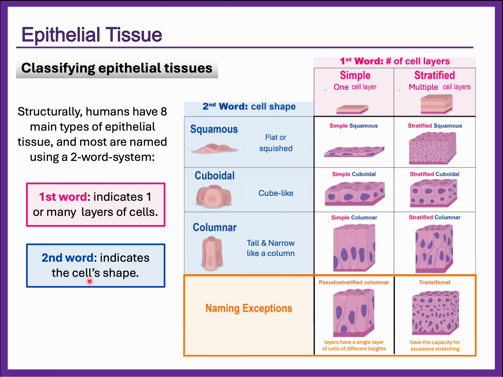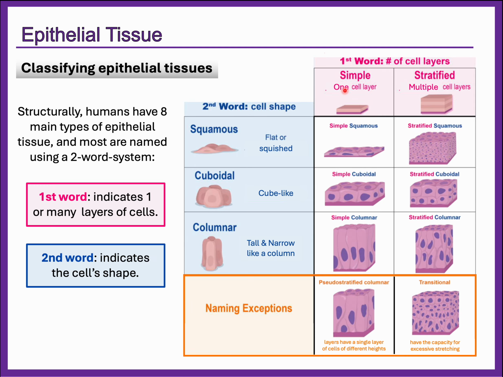Or is it tall? So the first word you're going to choose, you're going to say simple, or you're going to use the term stratified. Simple means it is simply one layer of cells. Stratified, like the stratus clouds that are all spread out. You know those clouds that are all spread out and stratified, right? That is multiple cell layers. So if it's simply one cell layer, it's simple. If there's many cell layers, it's stratified.